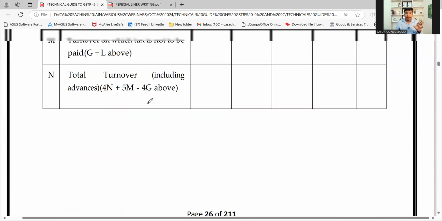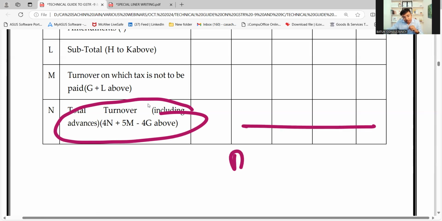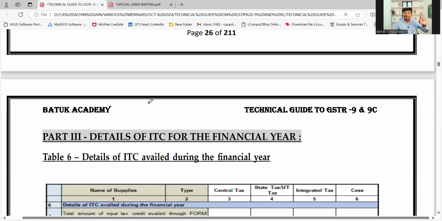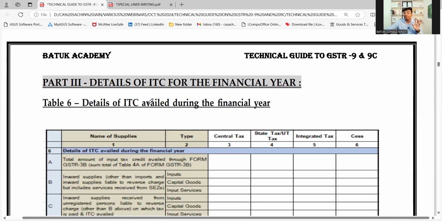So now, this is my complete sales which I have shown in GSTR 9. And this should be reconciled with your annual GSTR 3B. You just need to keep in mind, this should be reconciled with your annual GSTR 3B. This should be reconciled with your books of accounts. That is the thing we need to keep in mind, because this is a very important task on which we need to focus. Because if your sales has been reconciled, in that case, your 50% work has already been done.